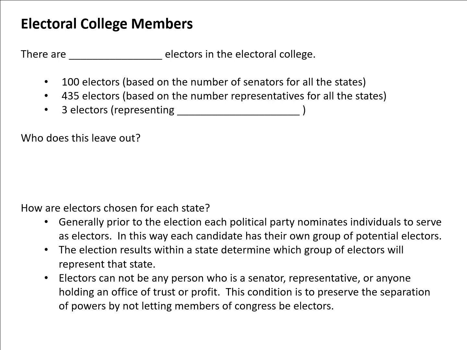Now, as I mentioned earlier, there are 538 electors in the Electoral College. So let's think about those senators and those representatives again. That means there are 100 electors that are based on the number of senators. Remember, 50 states, 2 senators per state, so that's why we get 100 electors. There are 435 electors that are based on the number of representatives. That's 535, but remember I said there's 538 electors. These remaining 3 electors actually do represent people that are not in any state. Those are people that represent Washington, D.C.